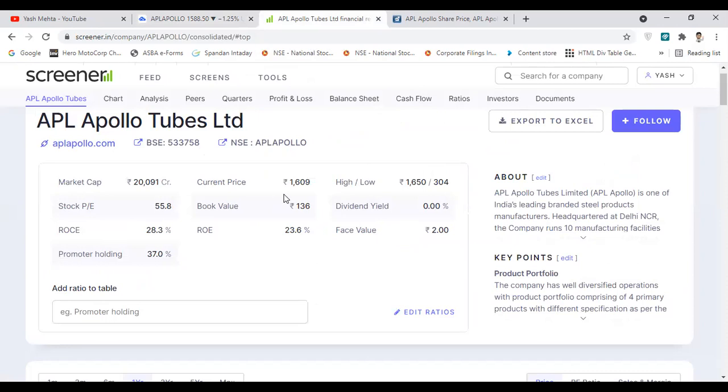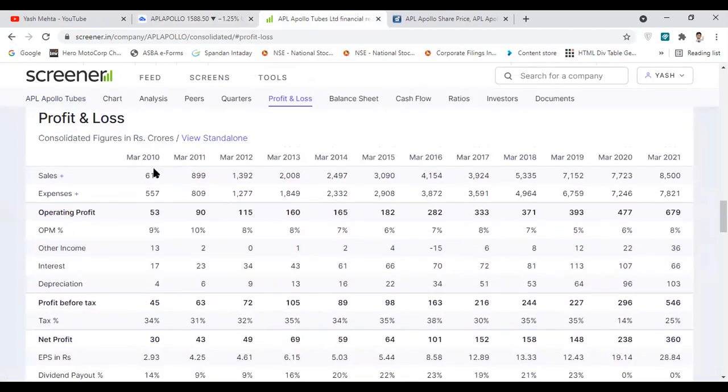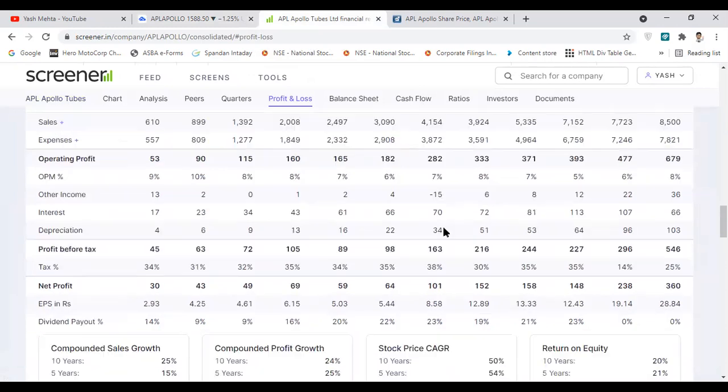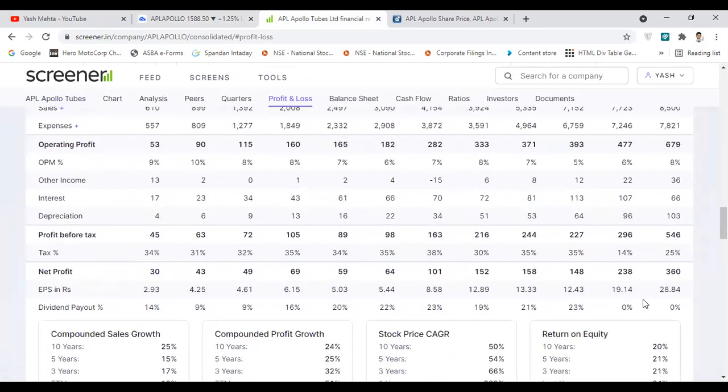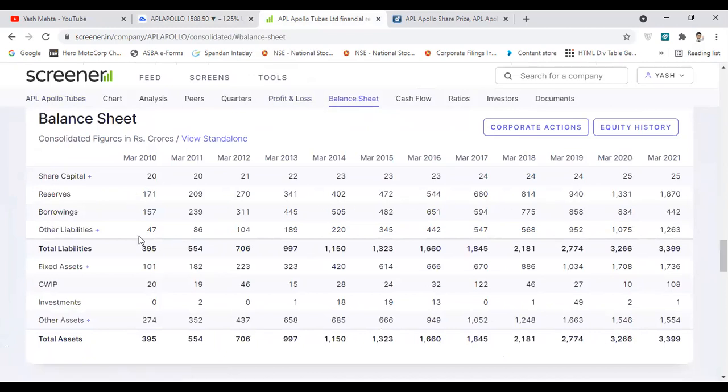So the current price of the stock is 1600 and book value is 136. The PE is 55.8. If we check the profitability of the company, sales is increasing year on year, as you can see here, and also the EPS of the company is increasing. The company was paying dividend in the past, but from FY20 the company didn't pay any dividend, so there might be some change in this. Apart from this, if we check the balance sheet, the company reserves are increasing and borrowings are reducing from FY19. Reserves are very much higher than borrowings, which is a good sign for the company, and the company is fundamentally very strong.